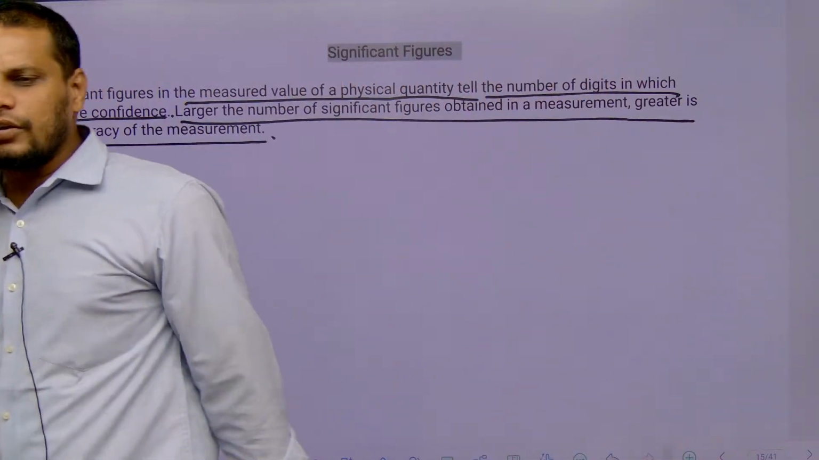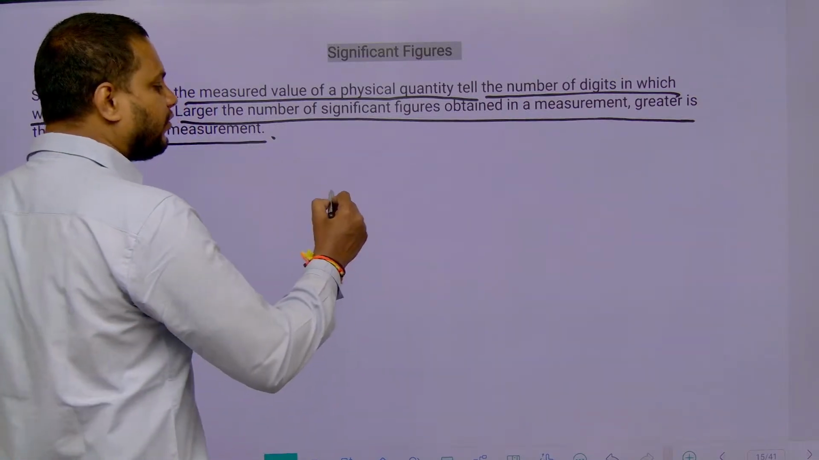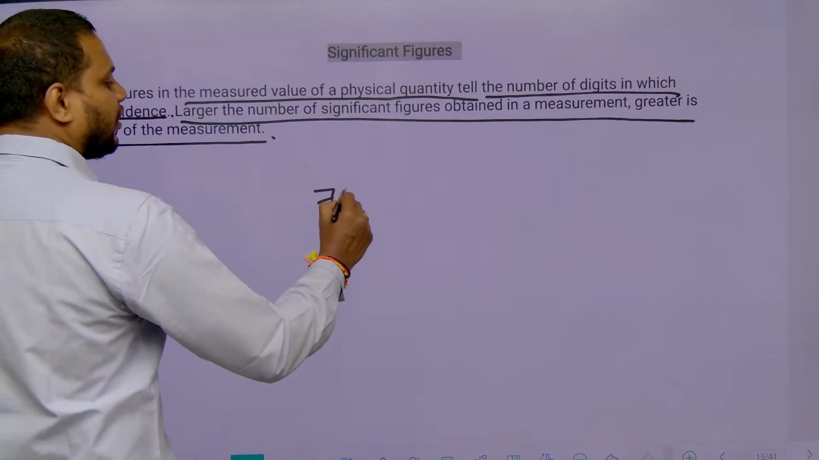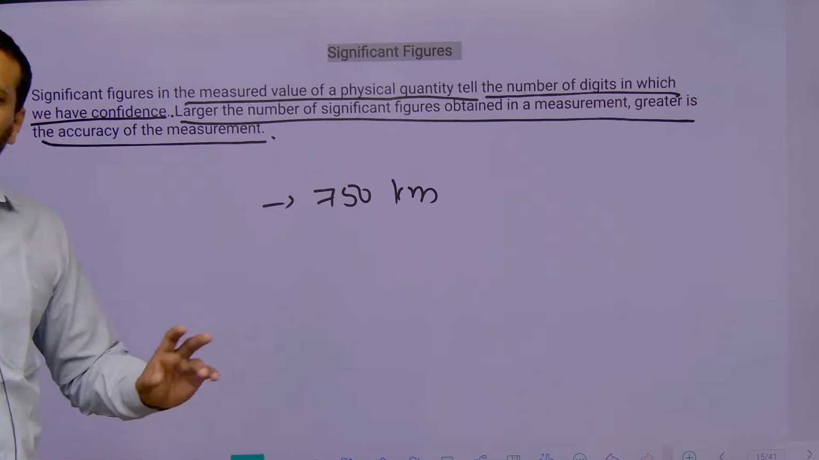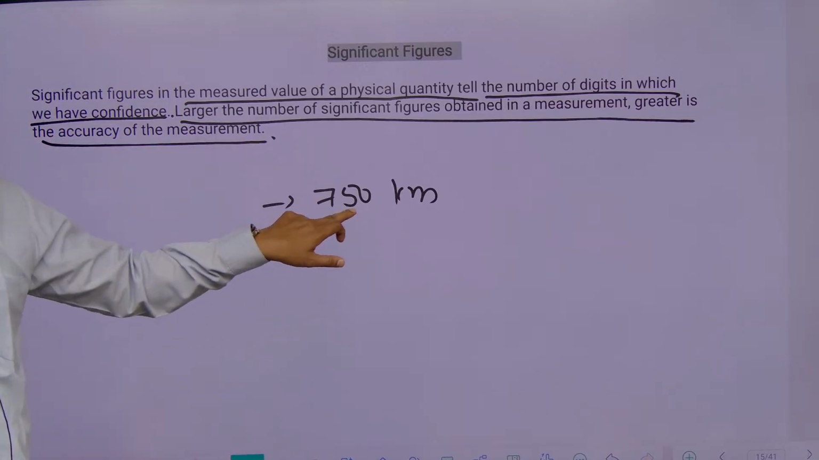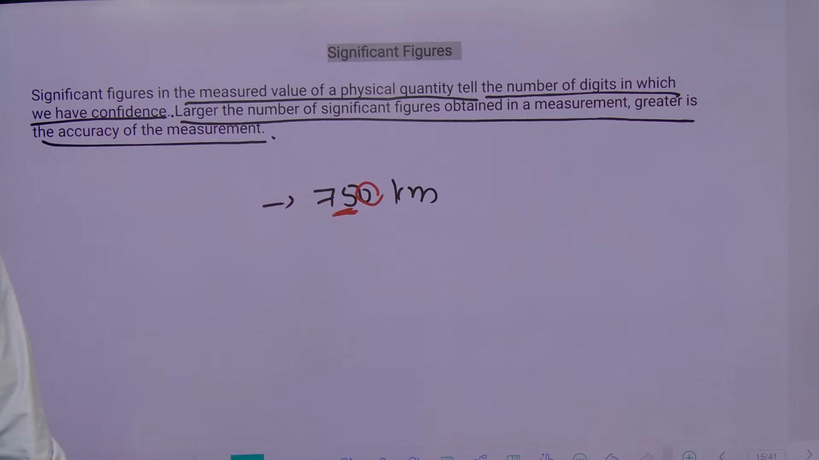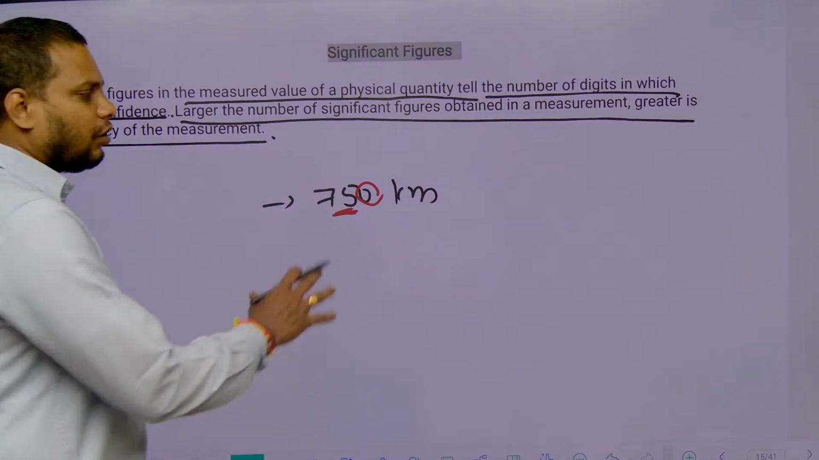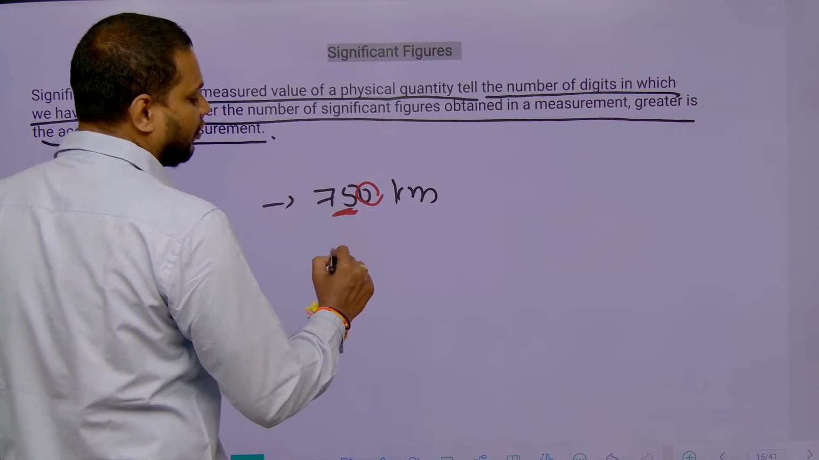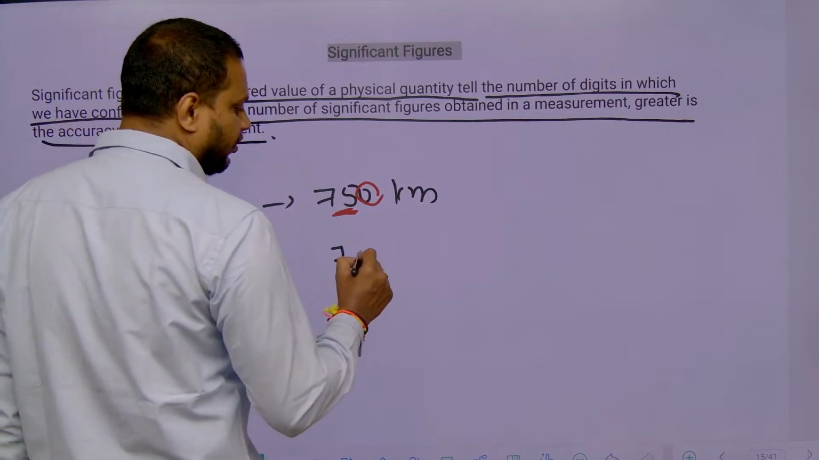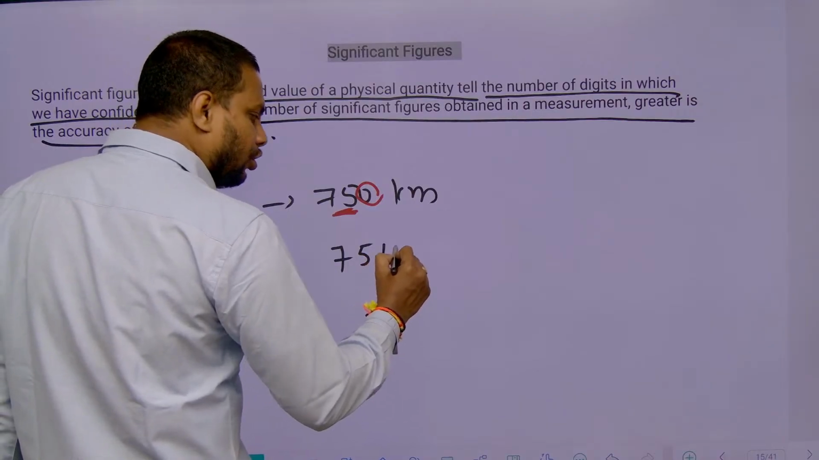Okay, now I'll give you one more example. Just now I told you one example that the distance from here to Mumbai is 700 kilometers, or else 750 kilometers. Are you clear? Now in this, how many numbers can you believe? In 75, two numbers. The last number may not be trustworthy. Now the same distance I will measure in meters. If I measure in meters, I got a value like this, 75 followed by 1, 2, 3 meters.